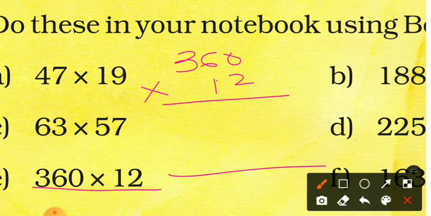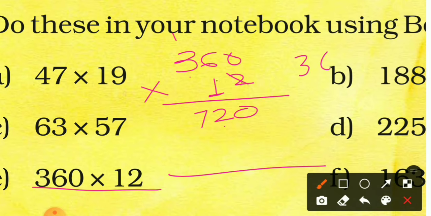So first 360 we have to multiply with 2. So 2 times 0 is 0, 2 times 6 is 12, 1 will be carried and 2 we will write here. 2 times 3 is 6 plus 1, 7. Now multiplication with 2 is completed. Okay. Now 1 is remaining, means 1 ten, means 10.